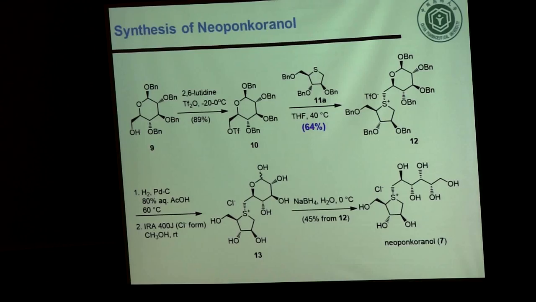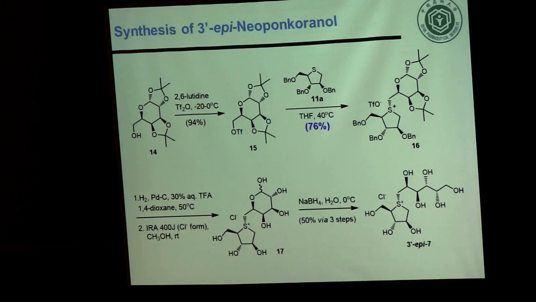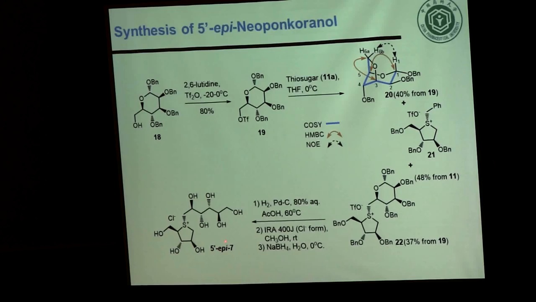was first subjected to triflation reaction, and the resulting triflate was coupled with thiosugar in THF to get the desired sulfonium salt 12, which was then subjected to hydrogenolysis, ion exchange reaction, and ring opening reduction to get the target compound. Similarly, the compound 14 is commercially available. This primary alcohol was converted to the target compound, the 3'-epimer of neoponkoranol. And when we tried to synthesize the 5'-epimer of neoponkoranol, we encountered a very interesting reaction.